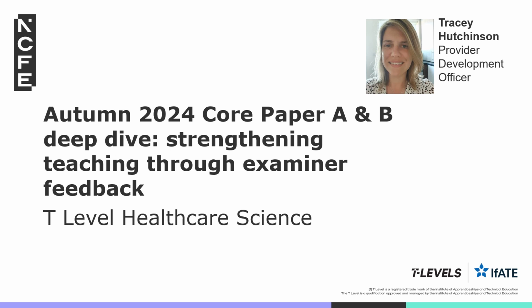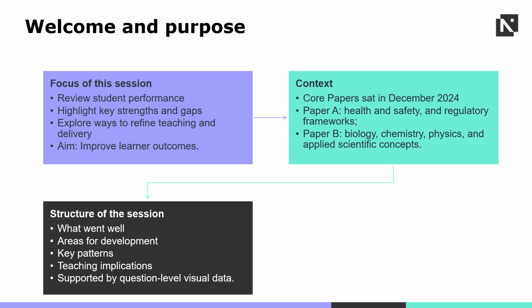Welcome everyone. Today's session focuses on the Autumn 24 Chief Examiner Report for the T-Level in Healthcare Science, specifically the core papers A and B. So the focus of this session is to highlight student strengths and weaknesses, examine extended response performance, and identify key teaching implications. Core paper A covered areas such as legislation, health and safety and regulatory frameworks, and core paper B focused on biology, chemistry and physics.